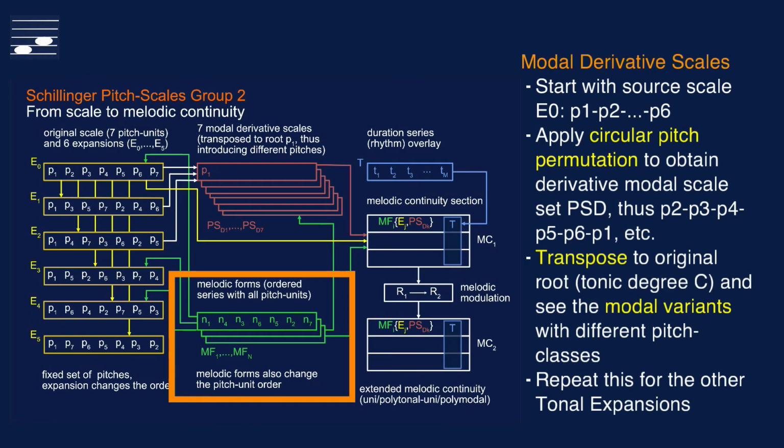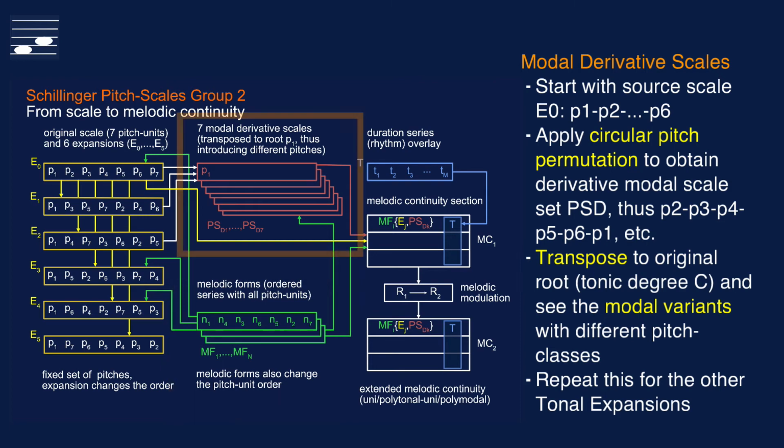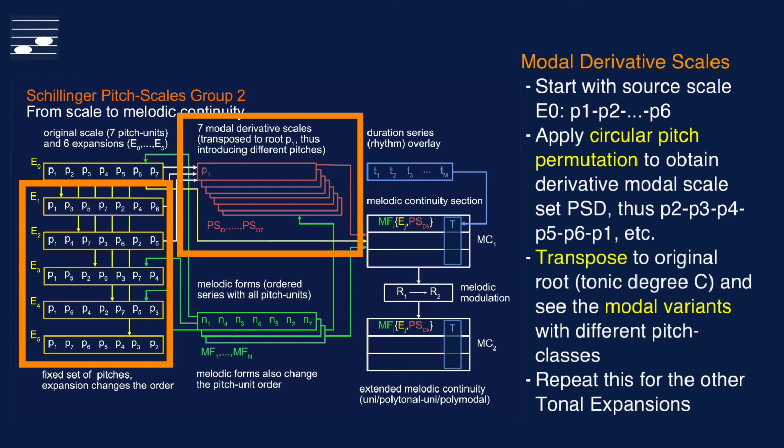Applying a melodic form means reordering the original pitch classes. In order to generate variants with new pitches, we turn to the method of modal derivative scales, a technique presented earlier in the Group 1 tutorials. For example, take the expansion E0 scale and apply circular pitch permutation, which means start on P2 for the first derivative scale, on P3 for the next, and so forth. Then transpose these to the original root and we have obtained the set of 6 modal derivatives with different pitch content. You may do the same for all other expansions.